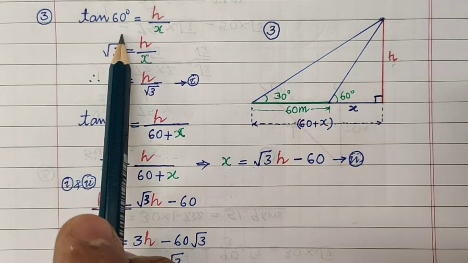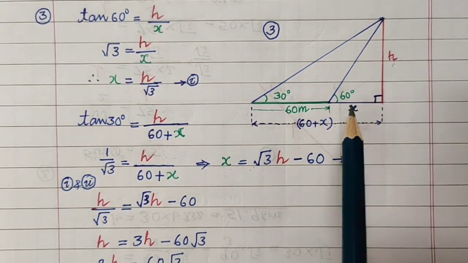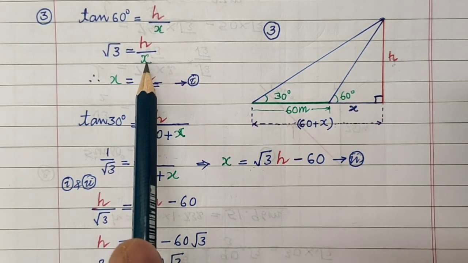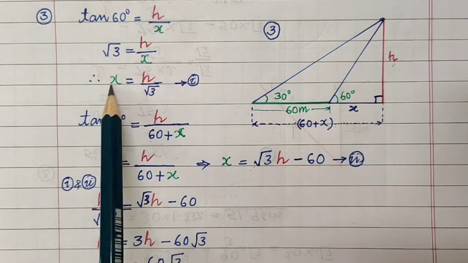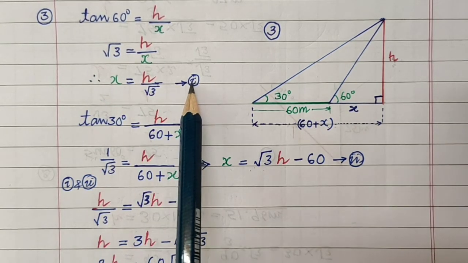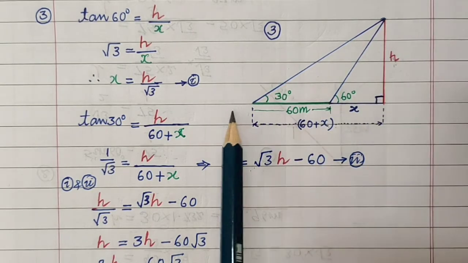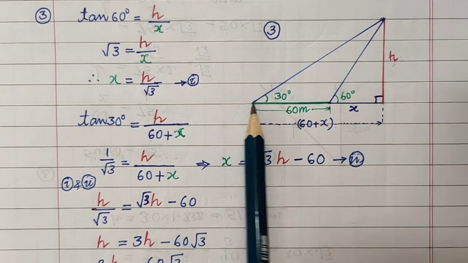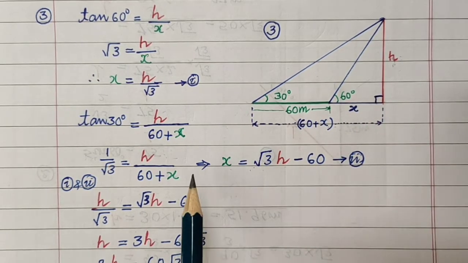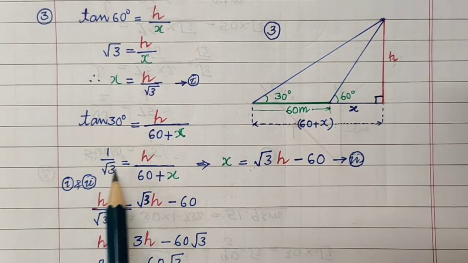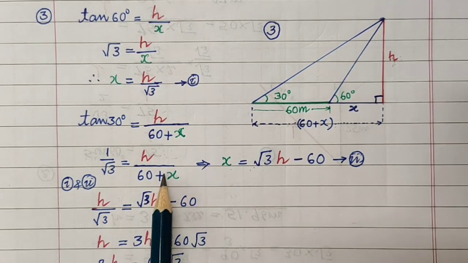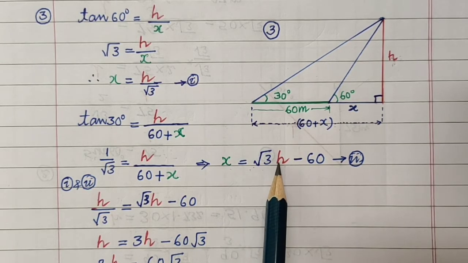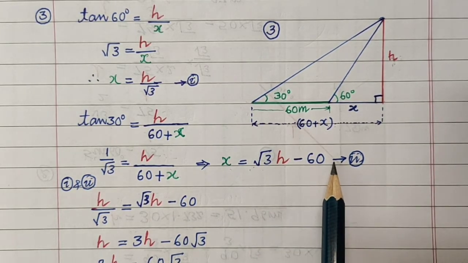Tan 60 is equal to h by x. Tan 60 is root 3, that is equal to h by x. Therefore x is equal to h by root 3. We call this as 1. Then we take this triangle and use tan 30 is equal to h divided by, from here to here it is 60 plus x. Tan 30 is 1 by root 3, h divided by 60 plus x. Through that we can calculate x is equal to root 3 h minus 60.